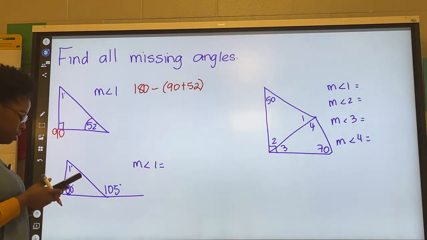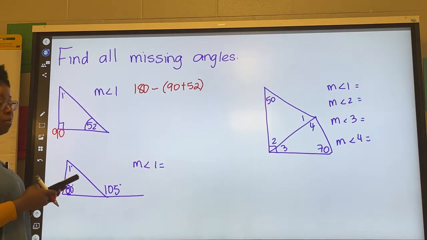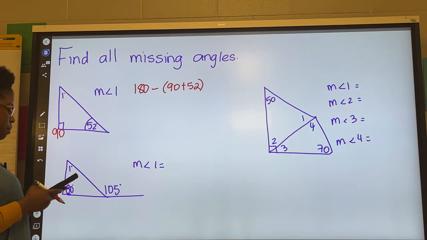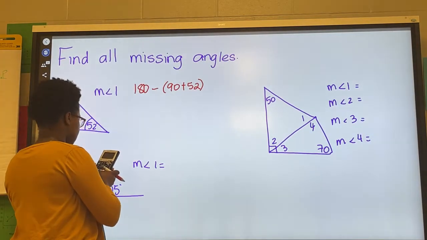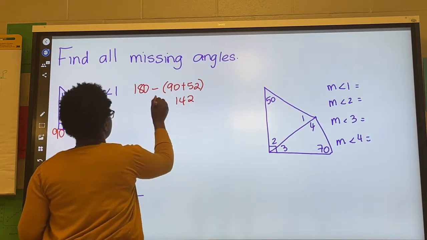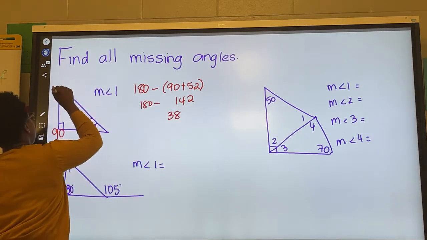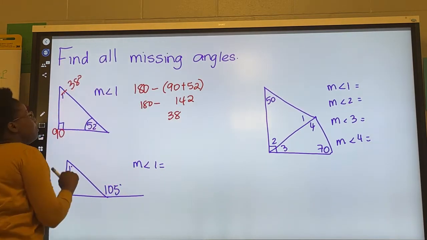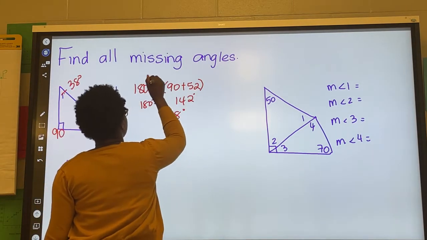I don't do math in my head, guys. I use my calculator because I'm not in the mood to stress my brain out. So 90 plus 52 will give you 142, minus 180, and that will give you 38 for the angle at number 1. So angle 1 is equal to 38 degrees.